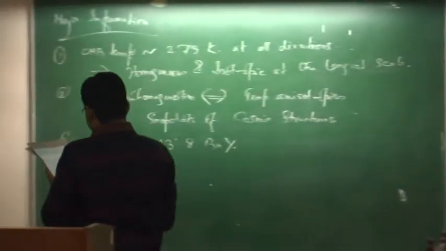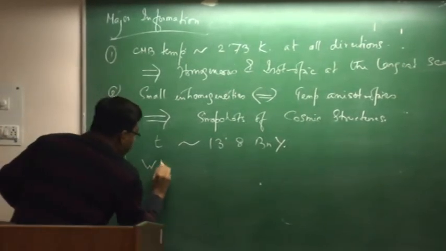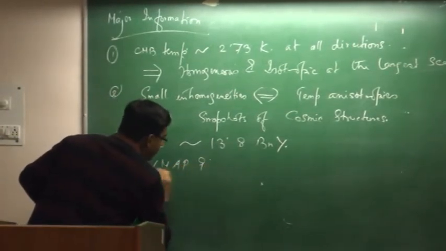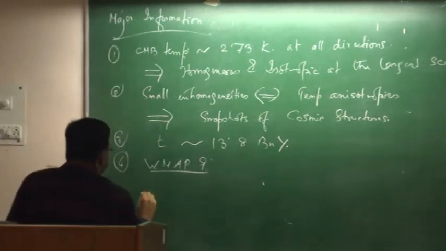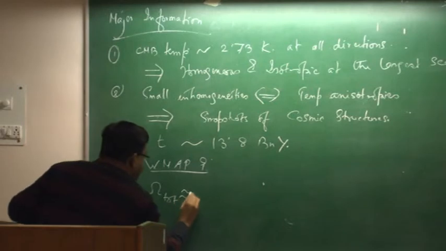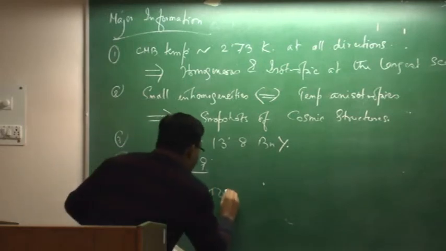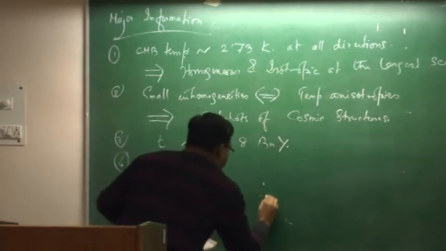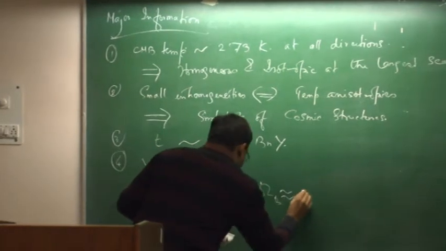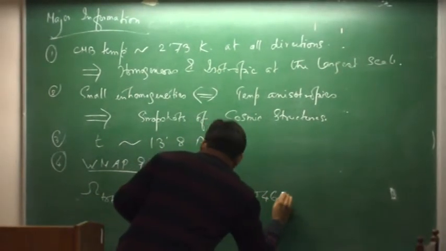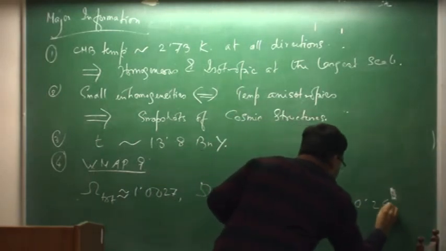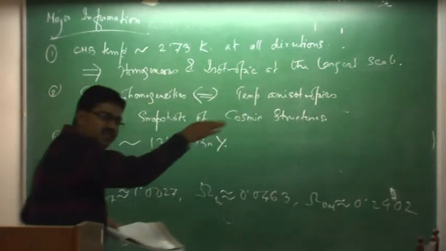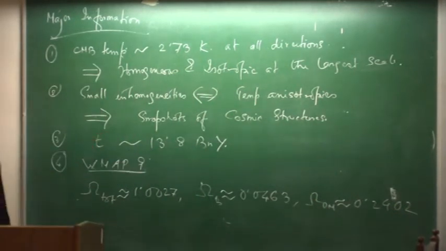Okay, so let us discuss the result using WMAP9. I have discussed what WMAP9 means. Using WMAP9, what you get is that your omega total is around 1.0027. Your omega baryon, baryonic matter, is around 0.63. You have dark matter, which is around 0.2402. I'm not talking about those error bars and everything. These are the raw values.